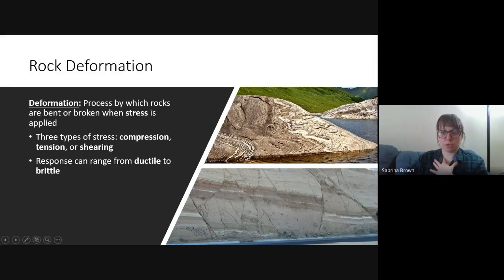Here these pictures are showing an example of ductile deformation. See how that rock's just been sort of smushed together and gotten wavy, but it's not broken. And then here we can see brittle deformation, where we have a number of breaks in our rock that we can see by these lines here. You can definitely tell this rock is broken based on this white layer and how it's offset.